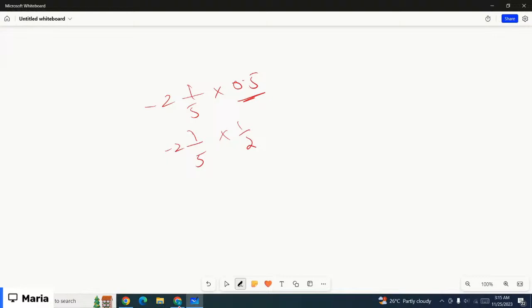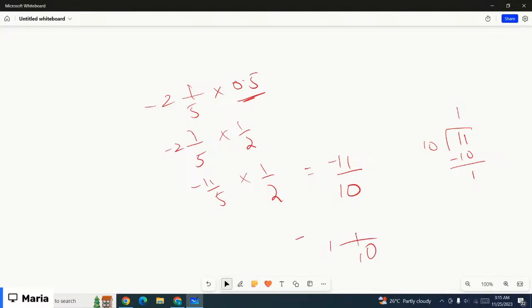Just convert it into a proper fraction. 5 times 2 is 10, and 1, negative 11 over 5 times 1 over 2. So when you multiply, 11 times 1 is 11 and 5 times 2 is 10, right? Numerator is greater than denominator, so you can divide. 10 times 1 is 10. So it is 1 whole 1 over 10. The correct option is negative 1 whole 1 over 10.